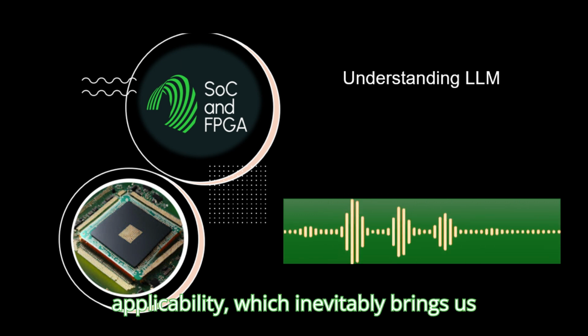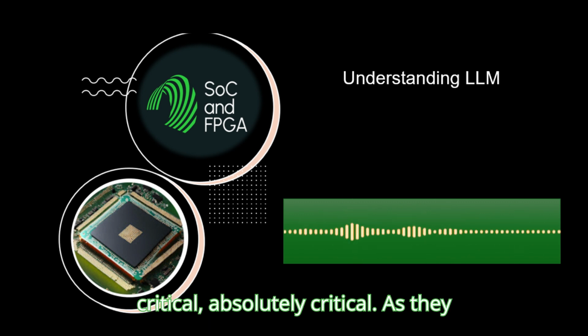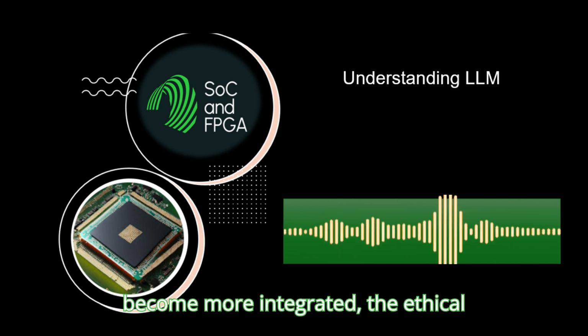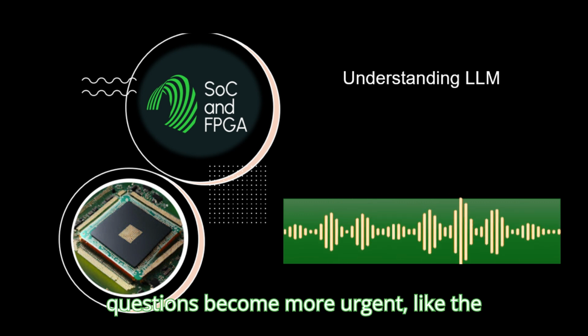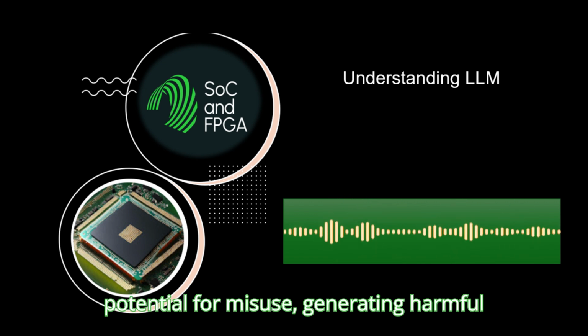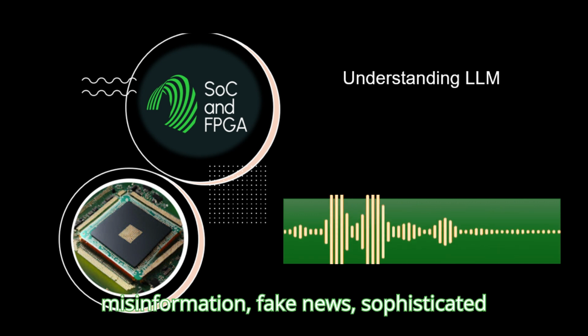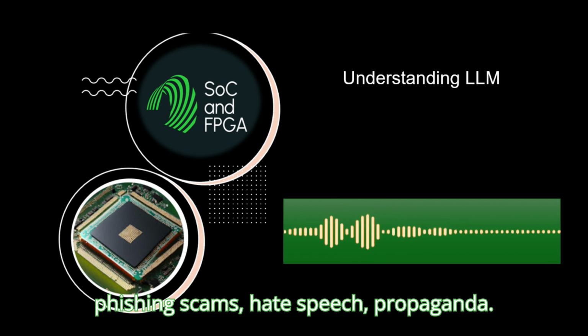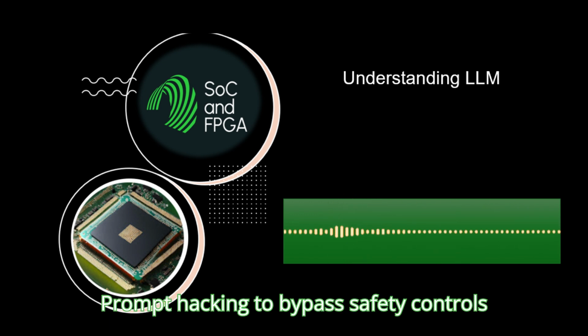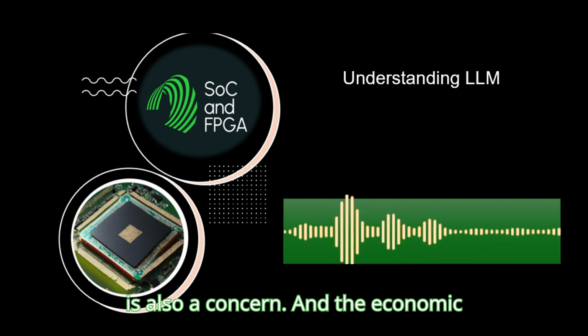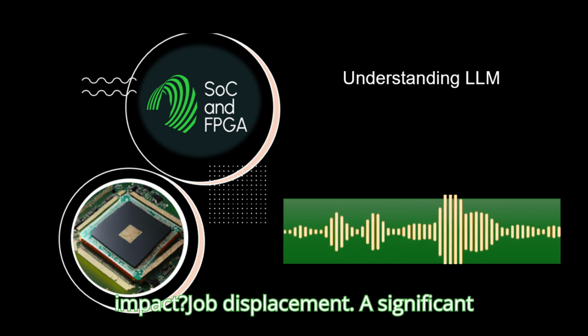Which inevitably brings us to the ethical considerations. These seem critical. Absolutely critical. As they become more integrated, the ethical questions become more urgent. Like the potential for misuse, generating harmful content. A major risk. Creating misinformation, fake news, sophisticated phishing scams, hate speech, propaganda. Prompt hacking to bypass safety controls is also a concern. And the economic impact, job displacement.